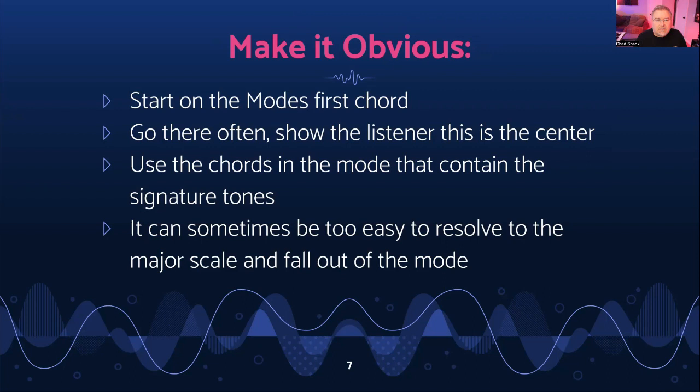So use that chart to start learning at least the C major chords, and then start transposing that into other scales and key signatures that you might use in your writing. And it can sometimes be too easy to resolve to the major scale and fall out of the modes. So this does take some practice. So I encourage all of you to play your instruments, play the different modes, get that sound sort of ingrained in your head, and then also experiment with making some chord progressions that are in the different modes.